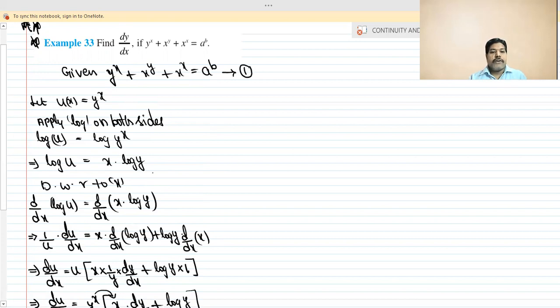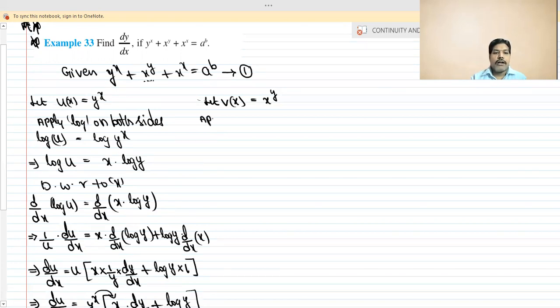So the next function, the second function, is x power y. Let v of x be equal to x power y. Then I will apply the same model, students.